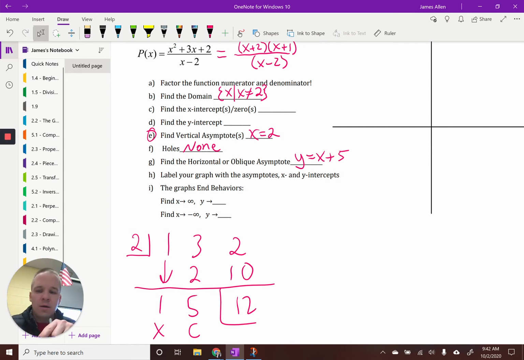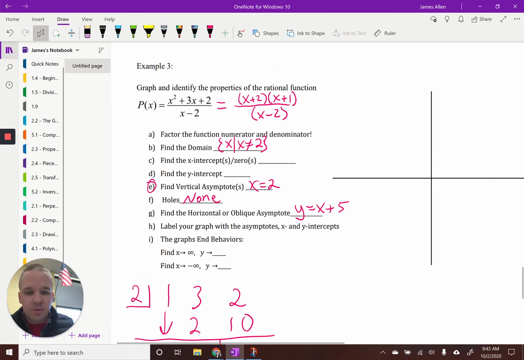Well, if I set my numerator equal to 0, meaning my y value, my function value is 0, then I can find the x values that would be crossing right at on my x-axis. Because anywhere along my x-axis, that's where I'm getting a y value of 0. So let's set our numerator equal to 0. I'll do that up here because I've got some space. I've got x plus 2 equals 0 and x plus 1 equals 0. So I'm going to get x equals negative 2 and x equals negative 1. Those are going to be my x-intercepts. So negative 2 comma 0 and negative 1 comma 0.